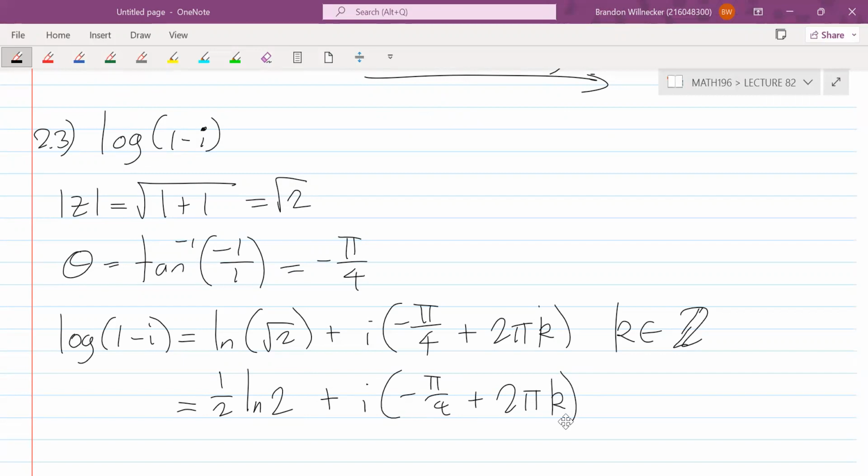Okay, 2.4. We want to write cos of 3θ as the sum of powers of sine and cosine.